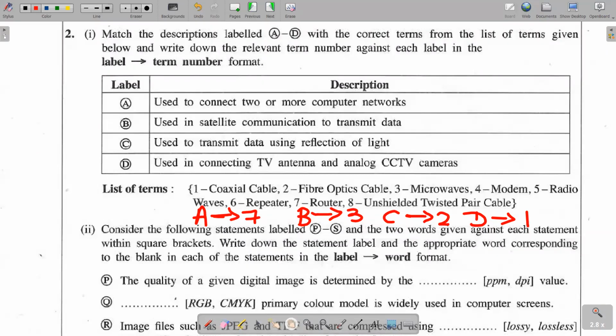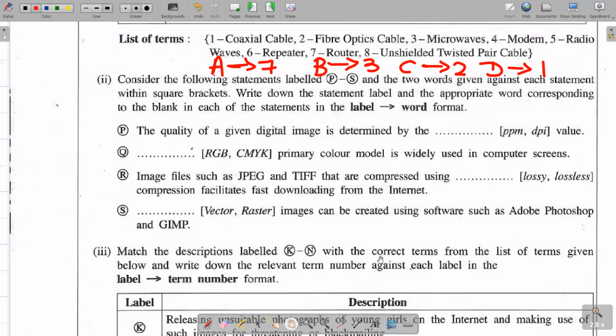In part number 2, consider the following statements labeled P to S, and the 2 words given against each statement within the separate brackets. Write down the statement label and the appropriate word corresponding to the blank in each statement in label-word format. The quality of a given digital image is determined by the DPI, dots per inch value, or PPI, pixels per inch value, right? Here we don't have PPI, so DPI can be taken.